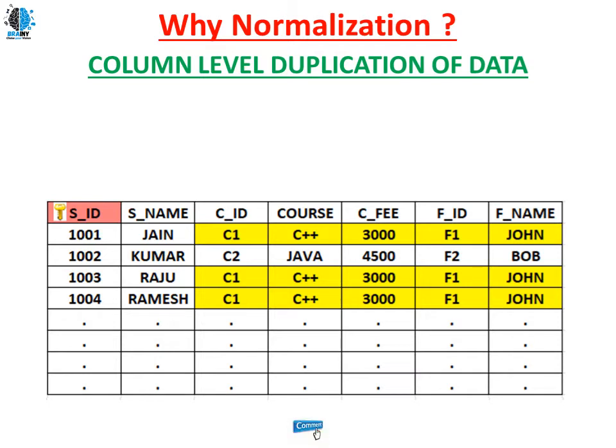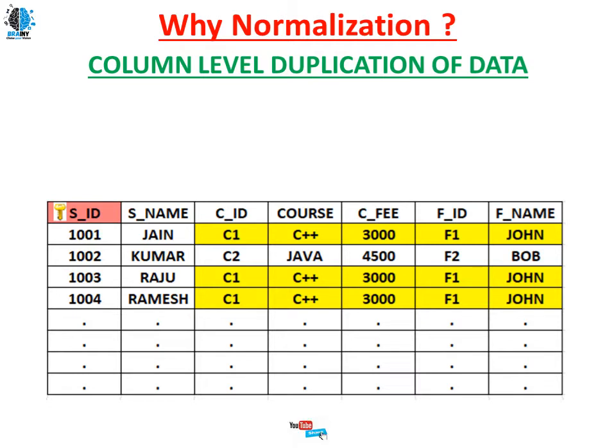So in this, first student, student ID 1001, Jane, having course ID C1, enrolled for the course C++, fees is 30,000, faculty ID is F1, faculty name is John. So John is teaching Jane the course C++, and Jane has paid 30,000 rupees for this particular course, and she has been given the ID 1001, and faculty ID is F1 and course ID is C1. So I have all this data in my table. So like this, I have C1, how many times is it repeating? C++ course is repeating 3 times.